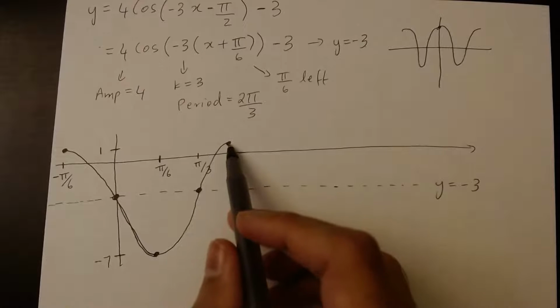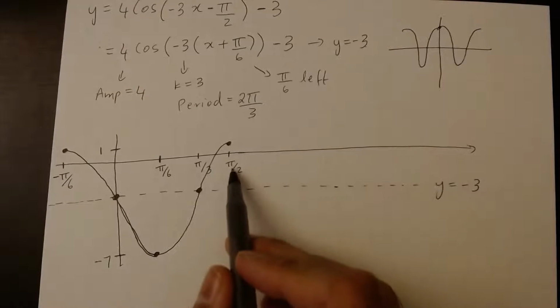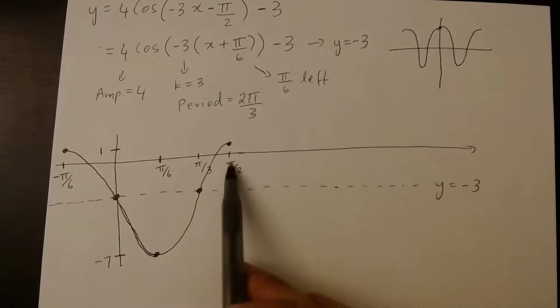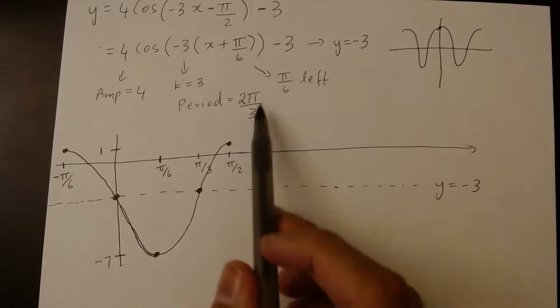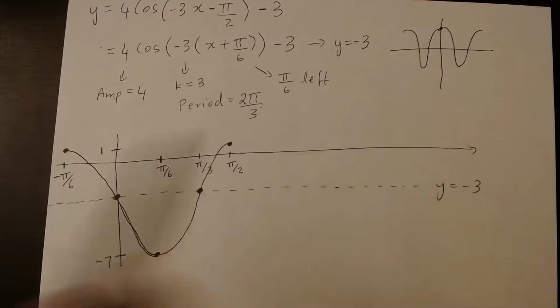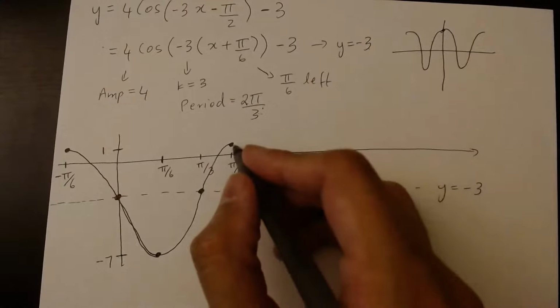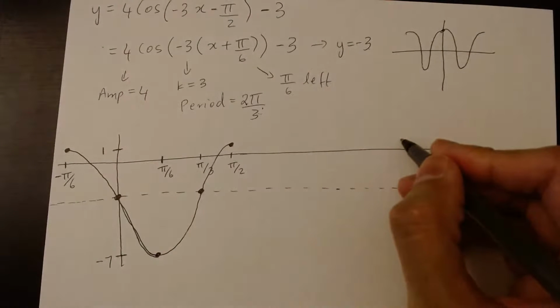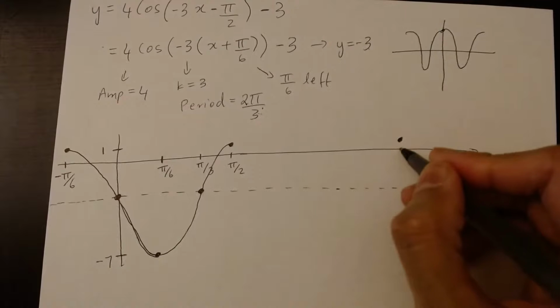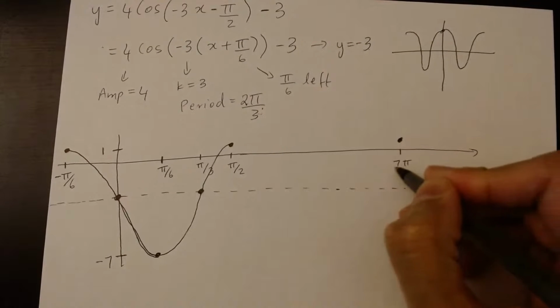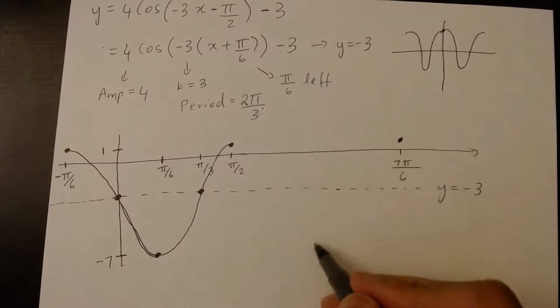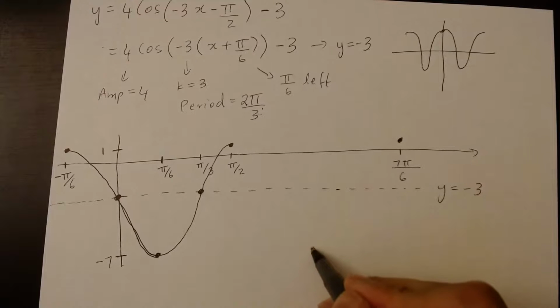If I wanted to draw a second period, I would just add another period to this pi over 2. So my period is 2 pi over 3. I'll do pi over 2 plus 2 pi over 3. That gives me 7 pi over 6. So my next maximum is going to be at 7 pi over 6. My minimum is going to be directly between these two.